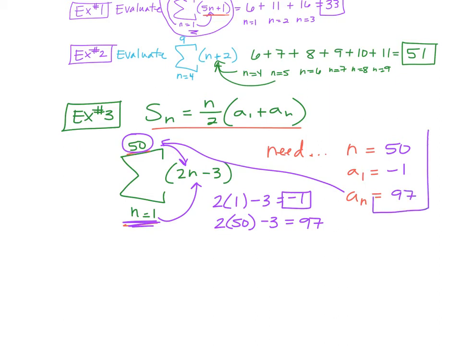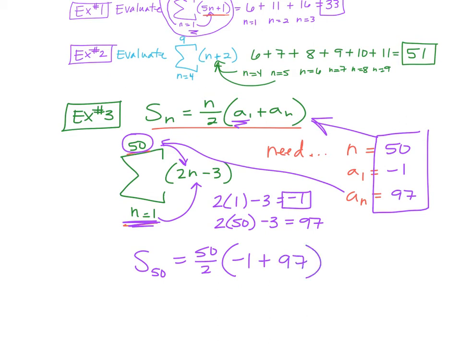Well, now we have all three parts that we can plug into our sum formula. So we're going to plug this in. The sum of those 50 numbers is 50 over 2 times the first term, which is negative 1, plus the last term, which is 97. So it looks like that. If you plug that into your calculator, that sum is 2,400. Okay.